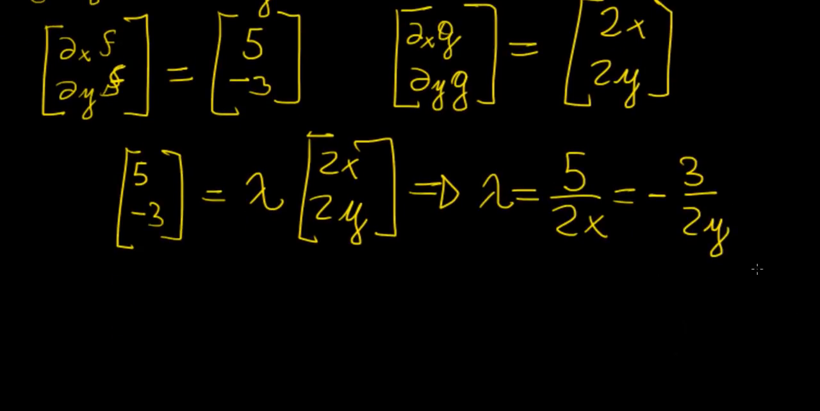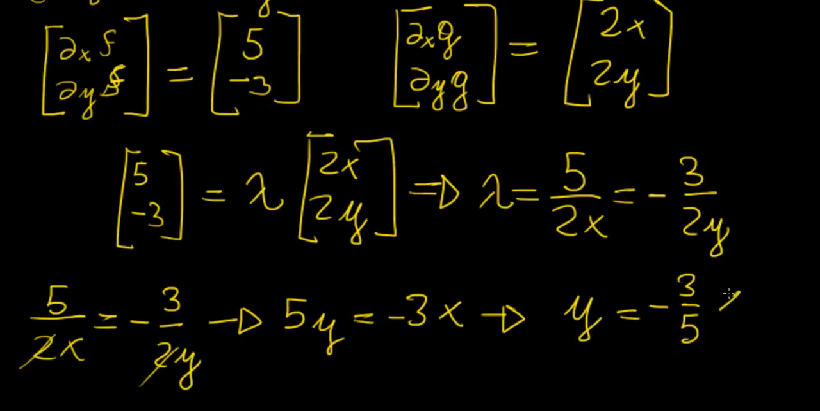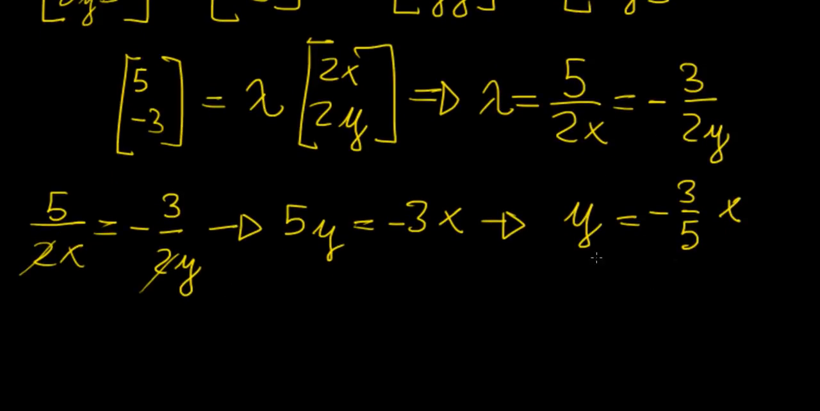So now that I have that, I can actually start solving for this. If we grab the equation 5 on 2x equals minus 3 on 2y, we can cancel out the 2's. And then 5y equals minus 3x, or we can have y equals minus 3 on 5 times x. So now, since we only have 2 variables, we're going to plug this back into the constraint equation, which is x squared plus y squared equals 136.